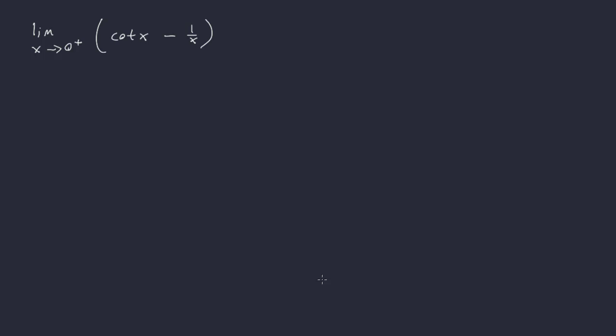All right, so let's take a look at another example here. Let's say we have the limit as x goes to 0 from the right of cotangent x minus 1 over x. Okay, this should be an infinity minus infinity, because if we rewrite the way that this looks, right, cotangent is cosine of x over sine of x, and we'll have minus 1 over x. So when we plug in 0, this becomes a 1 over 0, and this becomes a 1 over 0. So we have an infinity minus infinity.